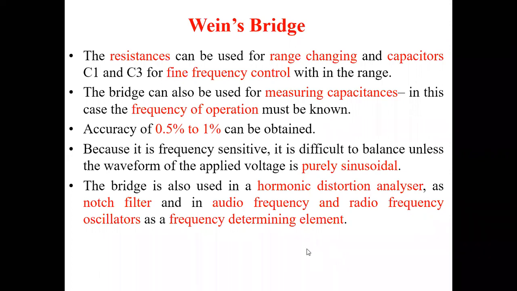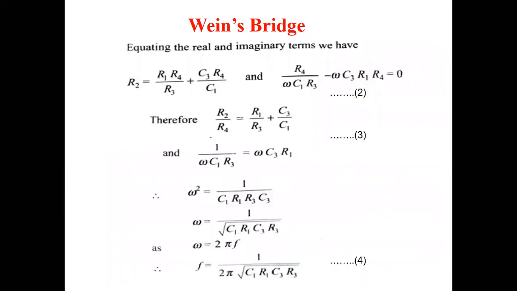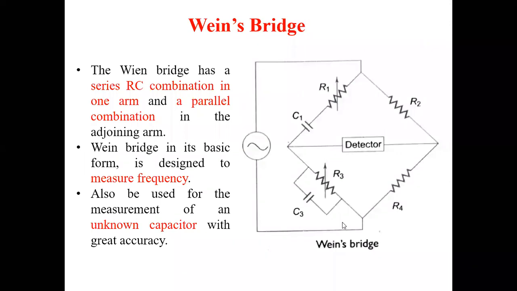So Wien bridge also consists of four arms, and out of the four arms, in one arm we have RC in series, and in another adjoining arm, we have a parallel combination of R and C. Okay, this bridge is mainly designed to measure the frequency.